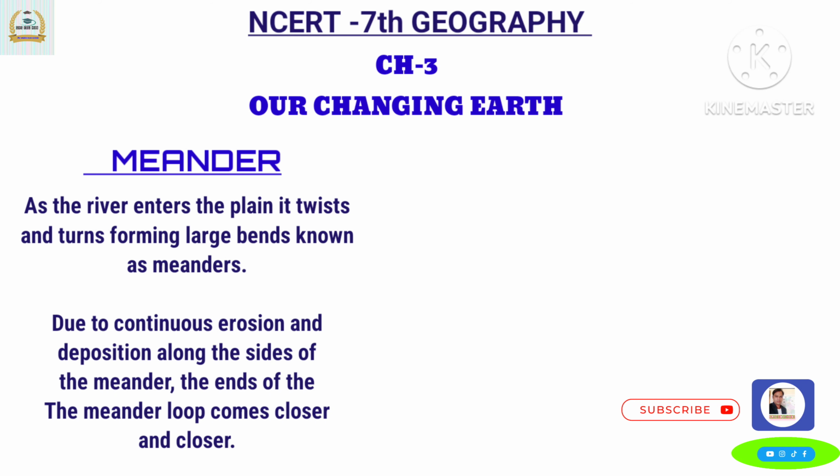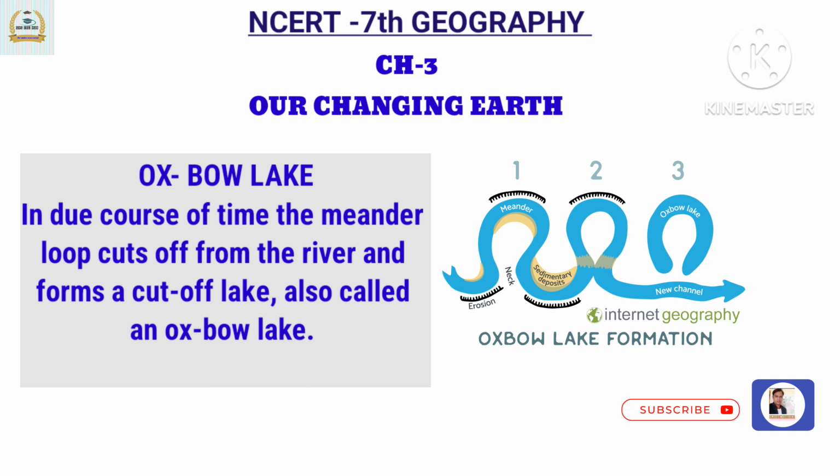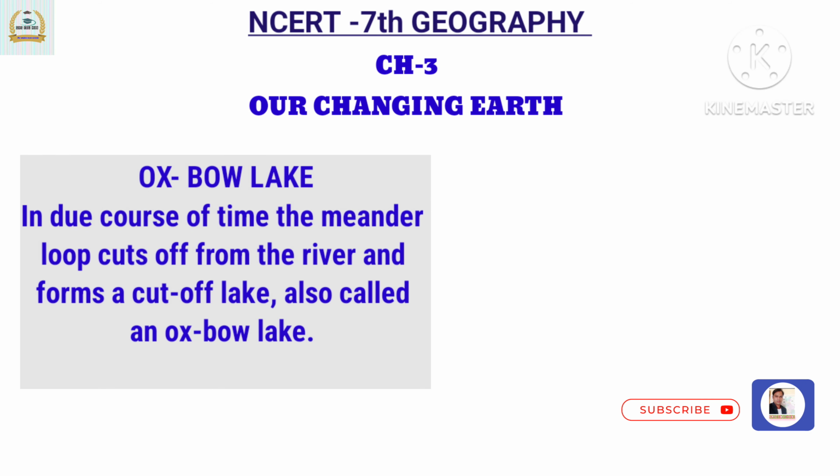What is an oxbow lake? Due to the course of time, the meander loop is cut off from the river and forms a cut-off lake, also called an oxbow lake.